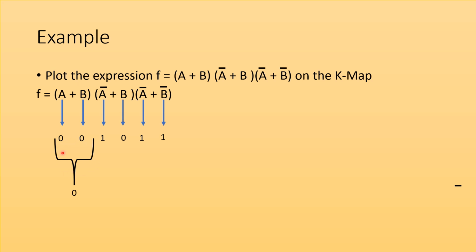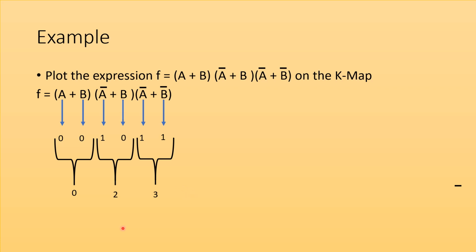What is the decimal number for 00? 00 is in binary form. So write the decimal value of this binary, that is the first term, it is 0. Similarly, for the second term, the binary value is 10, the equivalent decimal is 2. And for the third term, the binary value is 11 and the equivalent decimal is 3.